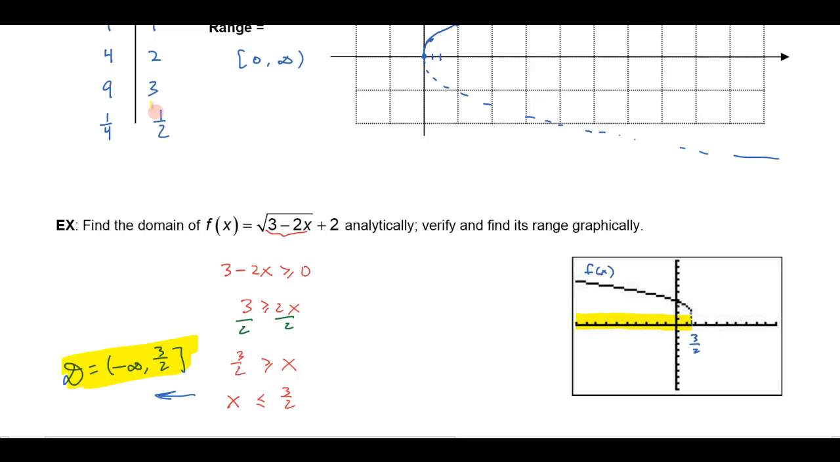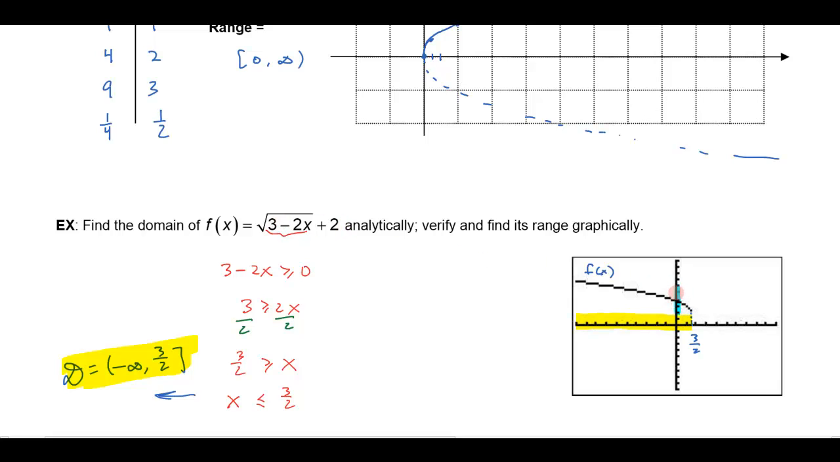Okay? Now, with the range, you might think to yourself, well, what could I get out of this? Well, notice that the square root is always going to give you at least 0, right? In fact, if x was exactly this point 3/2, 3/2 times 2 right here would give you 3, and 3 minus 3 is 0. Square root of 0 is 0. And then if I add 2, I'm going to get at least 2, right? Because the square root's always at least 0, so this will never be a negative number. And if you add 2 to it, you're going to get at least 2.